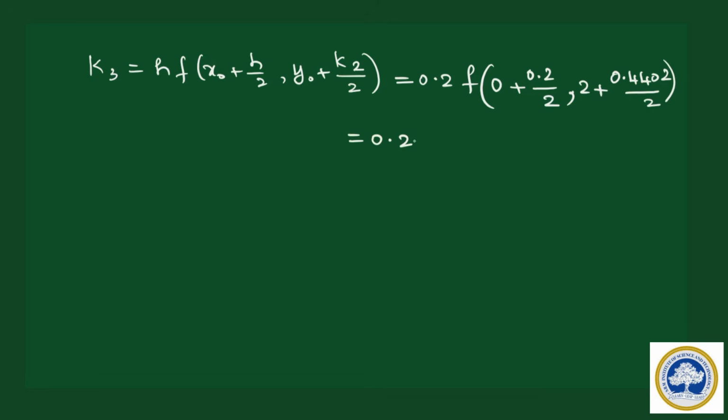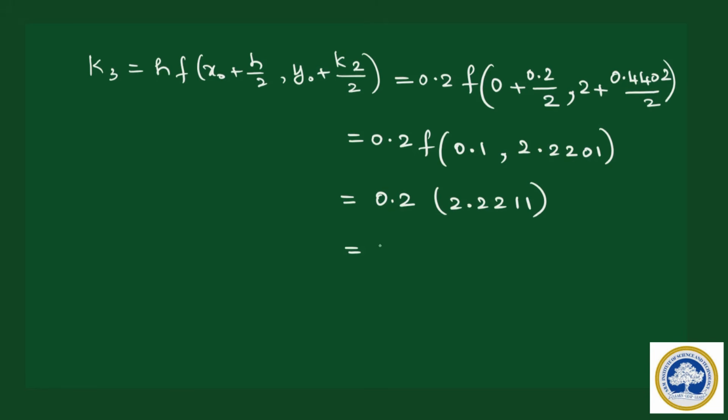So now it is 0.2 into f of this becomes 0.1, and then here after calculation it becomes 2.2201. Now we have to put it in the function x cube plus y. So 0.1 whole cube plus 2.2201 will give you 2.2211. After multiplying this we will get 0.442. We are fixing it to 4 decimal places, so I am writing here till 4 decimal places. So this is K3.